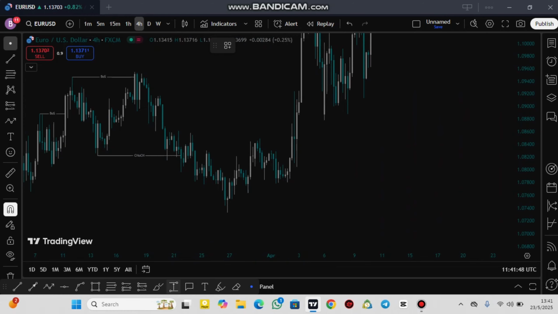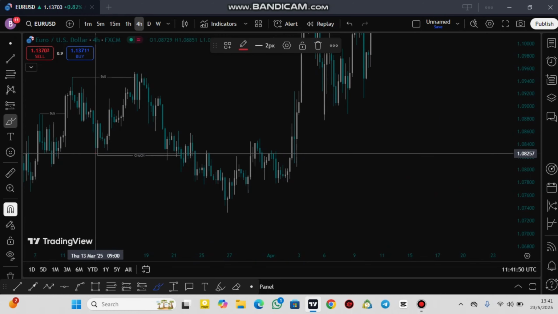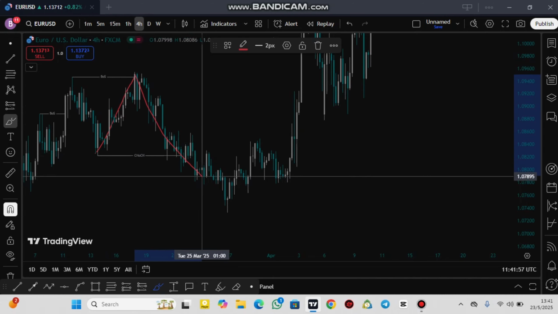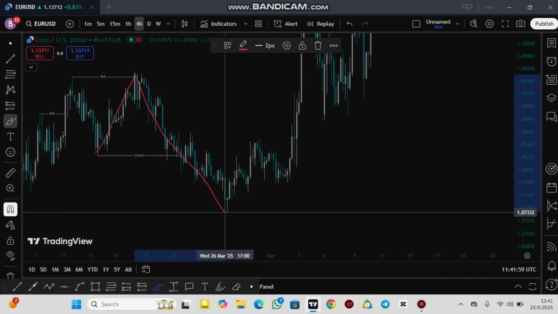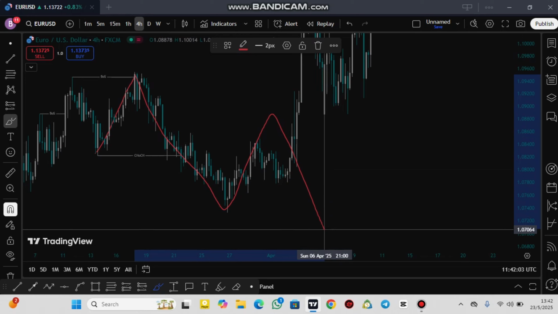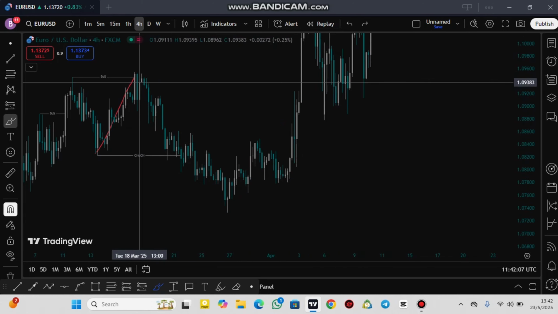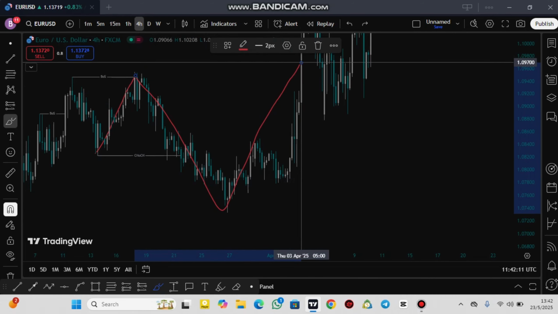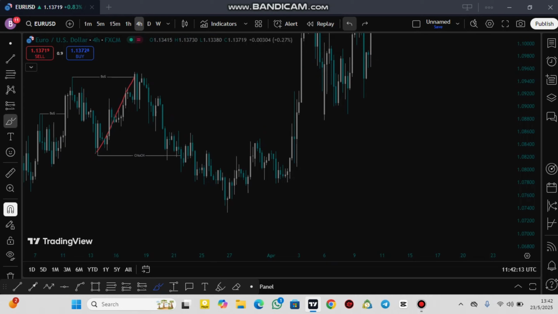Okay, so initially price just gives us a higher high, right? And then price rockets down, gives us a new lower low, but then price fails to give us a new lower low. Price just rockets down, right? Lower low, and then rockets up again, higher high. Okay, so let's map this up.